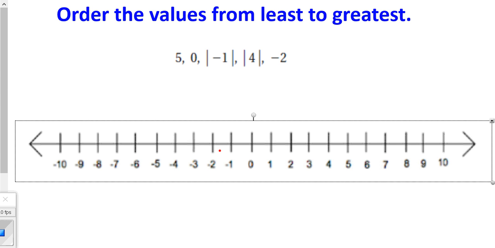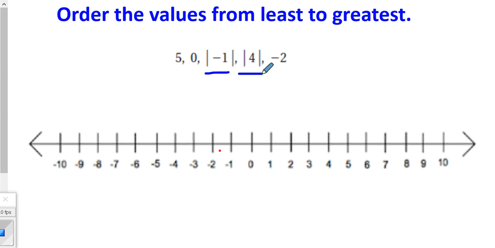Here we want to order the numbers from least to greatest. But to do that, first you need to find out what the absolute value of each of those values are. We know where the number 5 goes on our number line. We can see that right here. And we know where 0 is. Just going to label that right here. We also know we can see -2 on the number line.